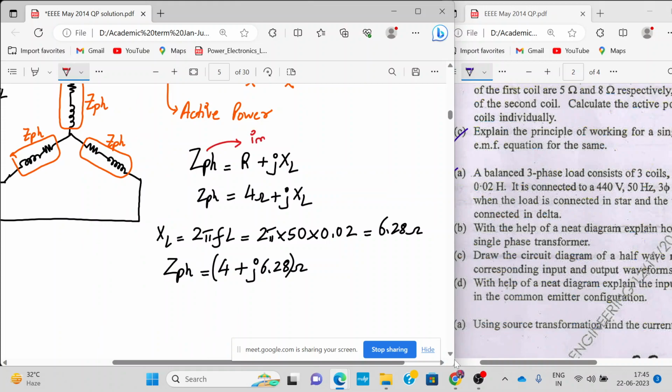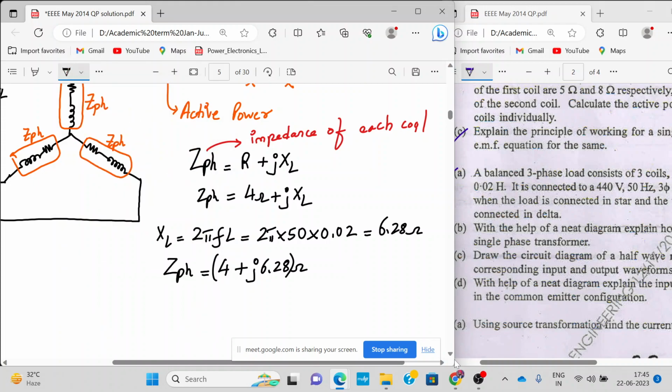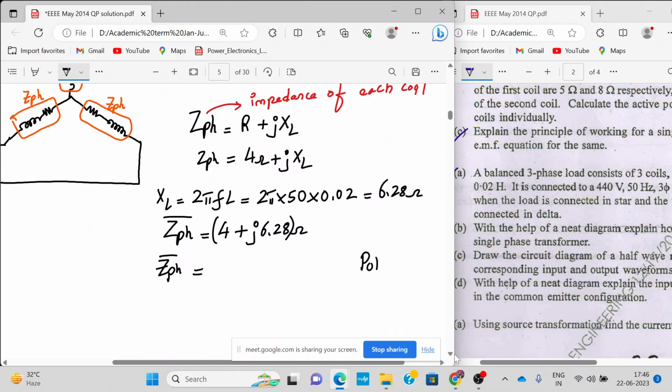This is the impedance of each coil. There are 3 coils, so the impedance of all the coils is the same. Now this is in rectangular form, converted into polar form. So you will type in the calculator polar 4 comma 6.28. What you will get over here? Can anyone tell me? 7.45 at angle 57.51. Are you all getting this? Please cross check.